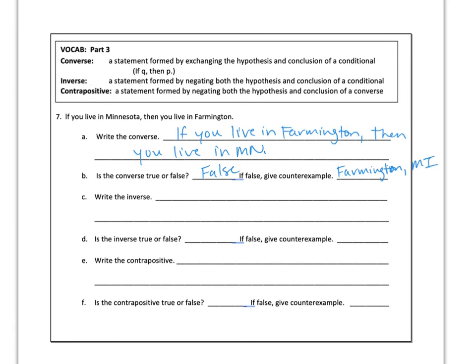Next, let's talk about the inverse. So if you look up above at the vocab, it says the inverse is a statement formed by negating both the hypothesis and conclusion of a conditional. Okay, so if you negate something, you make it negative. So it says if you live in Minnesota, then you live in Farmington. The inverse is if you don't live in Minnesota, then you don't live in Farmington. You make both parts, the hypothesis and the conclusion, negative.